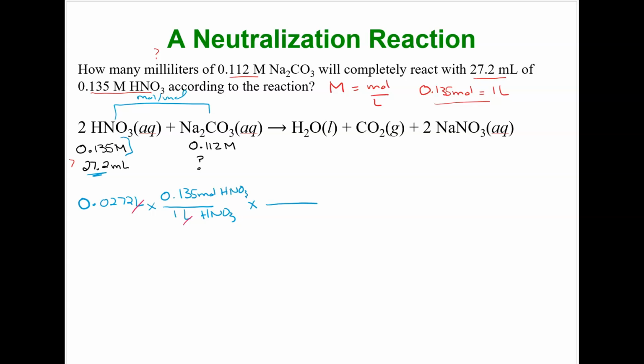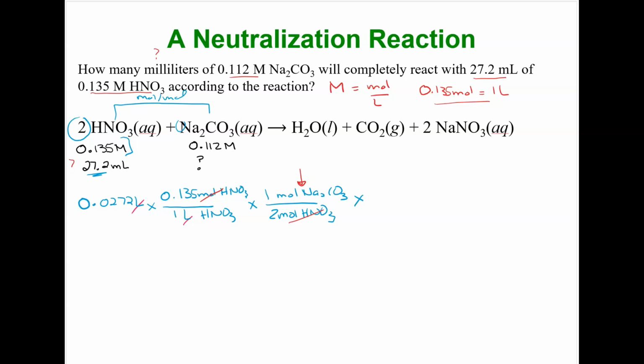Okay, now I'm going to go from moles of nitric acid to moles of sodium carbonate, and I have to use the stoichiometric ratios for that. So it's 2 moles of HNO3, nitric acid, react with 1 mole of Na2CO3. So at this point, I have gotten rid of the moles of nitric acid, and I now have moles of sodium carbonate.